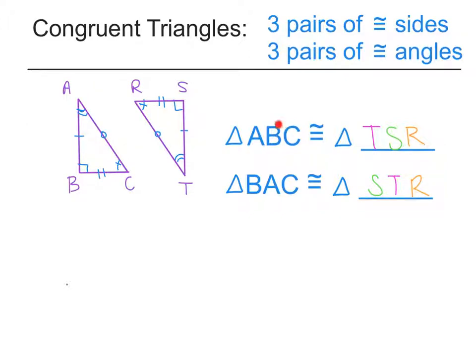Just remember, the first triangle is irrelevant. If it's not set for you, you can put the first 3 letters in any order you want. What is super important is that you match the second set of 3 letters. So the second triangle has to coordinate and match with the first. It doesn't matter if you're given a diagram or if you're given a congruent statement. Okay? The corresponding parts have to match.